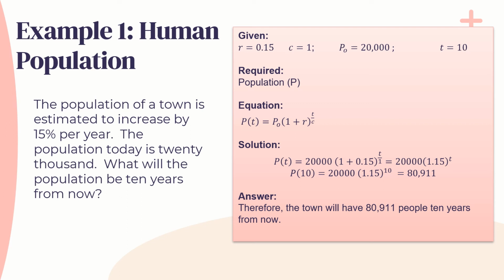Question, sir. If our answer is in decimal point, what should we be doing? You will be rounding your answer to the nearest whole number. So that's why I ask of you guys to know how to round off. For example, 315.95, directly it will be 316, because we'll be asking for a whole number since it deals with the population. We cannot use decimal point as the final answer because we are dealing with lives. A human is counted as one. So therefore, the town will have 80,911 people 10 years from now.